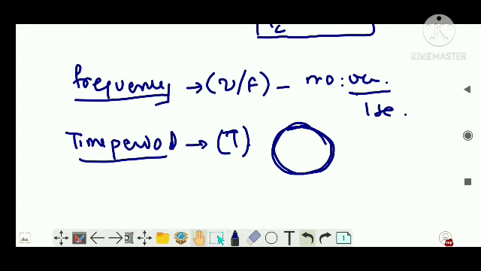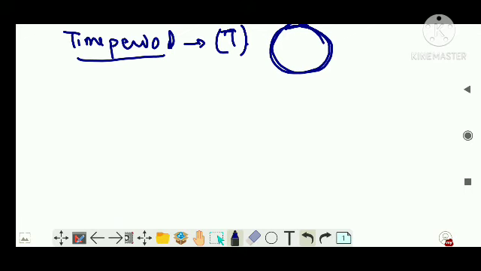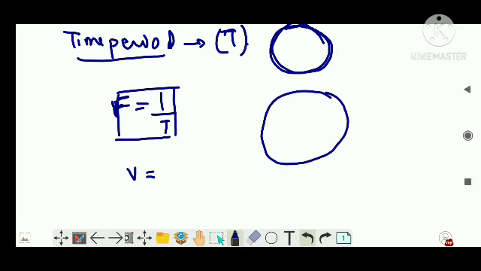Is that clear? Now we just have to know there is a relationship between frequency and time period. I believe you know, f is equal to 1 by T. Keep that in mind, guys. We just found that velocity is distance by time. So suppose for one circle I consider how much distance it is traveling.